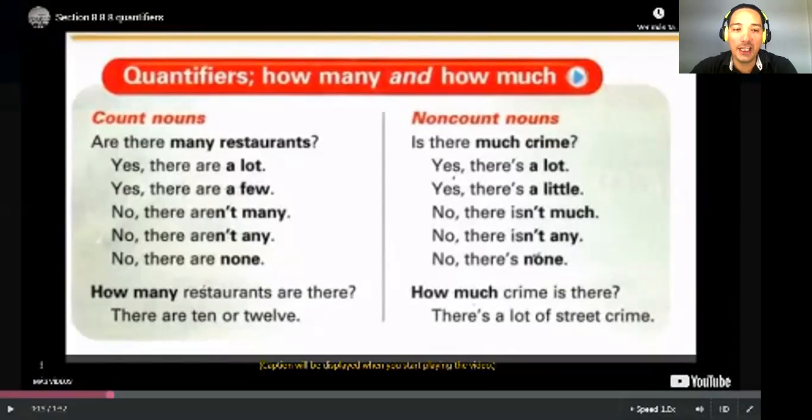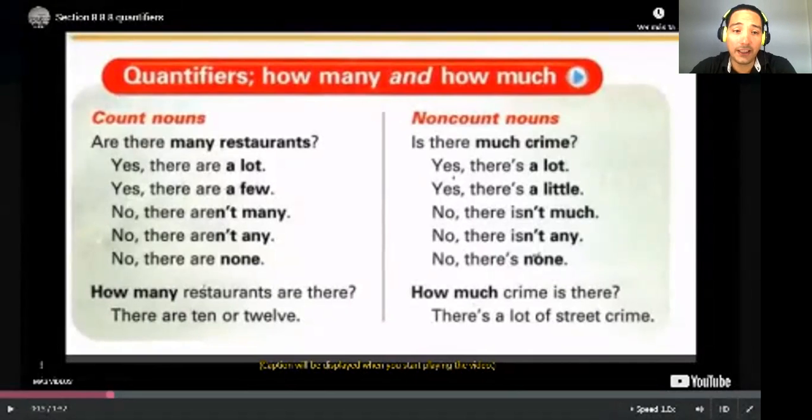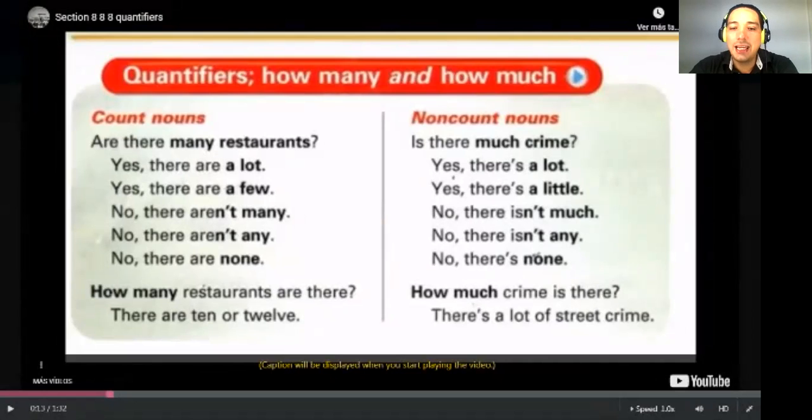When do we use how many? When you can count a noun. Perfect, Kenya. Thank you. Yes, when you can count a noun, you say how many. And you pluralize the noun. In this case, how many restaurants are there? ¿Cuántos restaurantes, right? That's the meaning of how many, cuántos, okay?